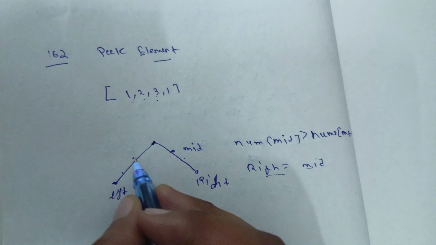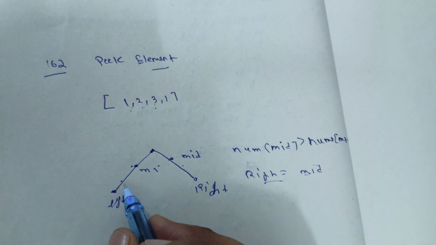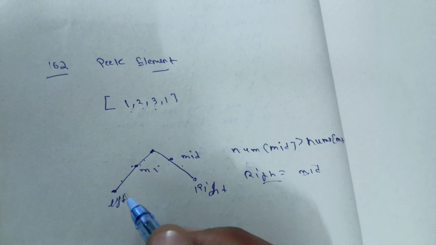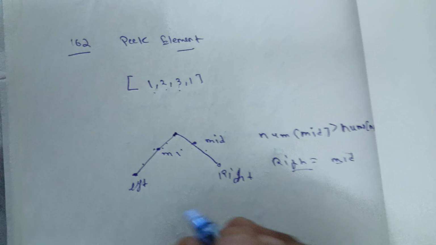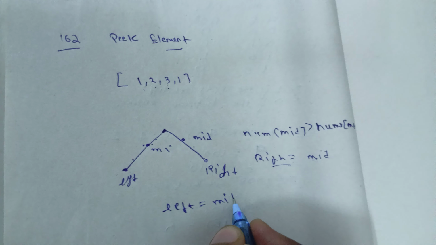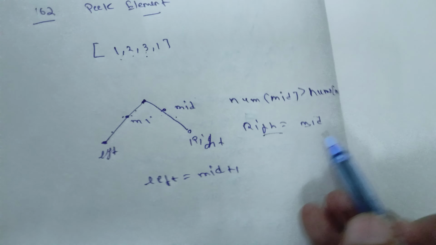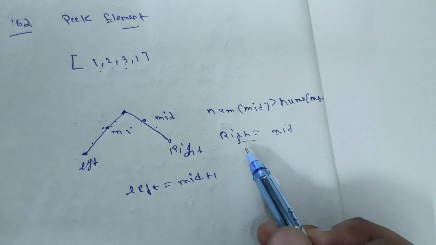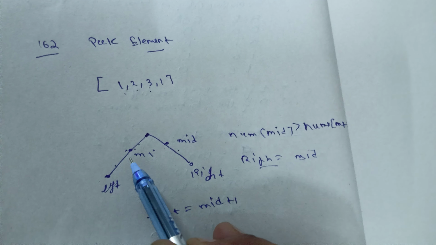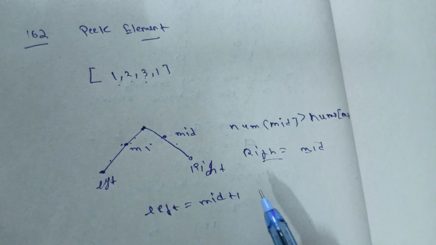But if mid appears here, then mid plus 1 is greater than mid. So we can make left equal to mid plus 1, because mid plus 1 has the chance to become the peak element, and here mid has the chance to become the peak element, because mid plus 1 is less than mid. So mid is highest, and here mid plus 1 is highest. So left is equal to mid plus 1 and right is equal to mid.